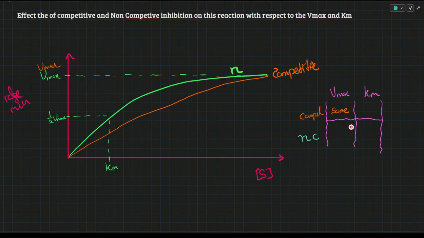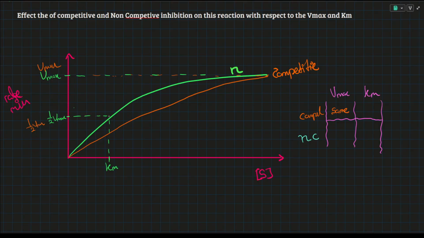Same as the normal reaction. But let's look at half Vmax. Now we have to get Km. To get Km, we need half Vmax. So we're going down. Half Vmax will also be at the same place. For the competitive one also, that will be half Vmax.